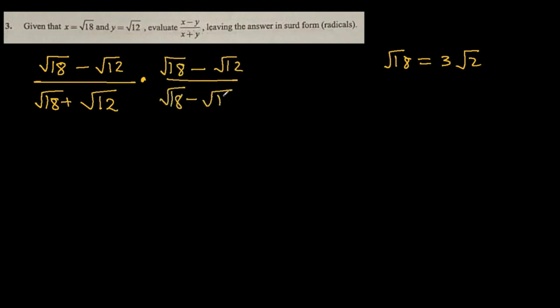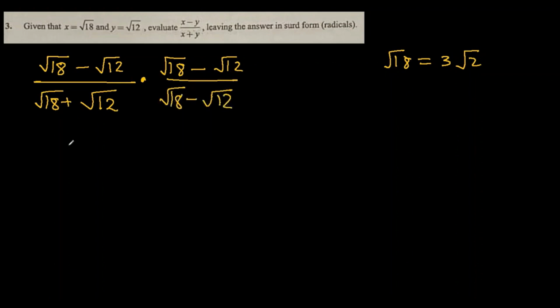I can simplify square root 18. Let me write here square root 18 is equal to 3 square root 2 if you like it, but there is no need. Let's continue with these big numbers because later we have to come back to them again. So I will rationalize the denominator by multiplying by square root 18 minus square root 12 over square root 18 minus square root 12, which is the conjugate of the denominator.